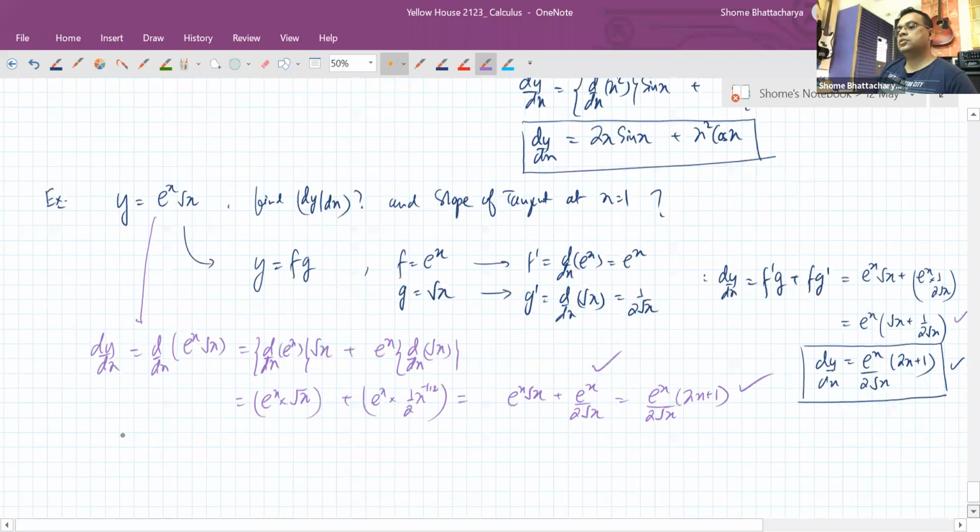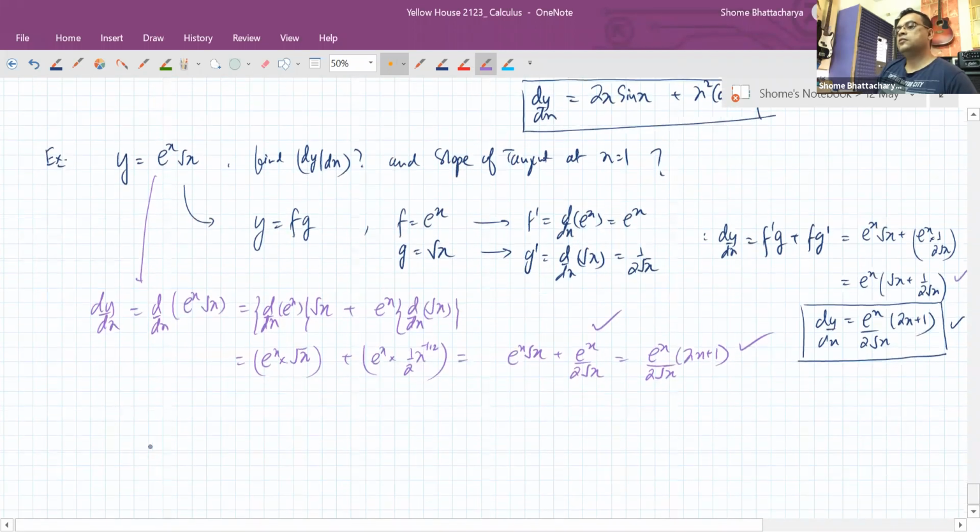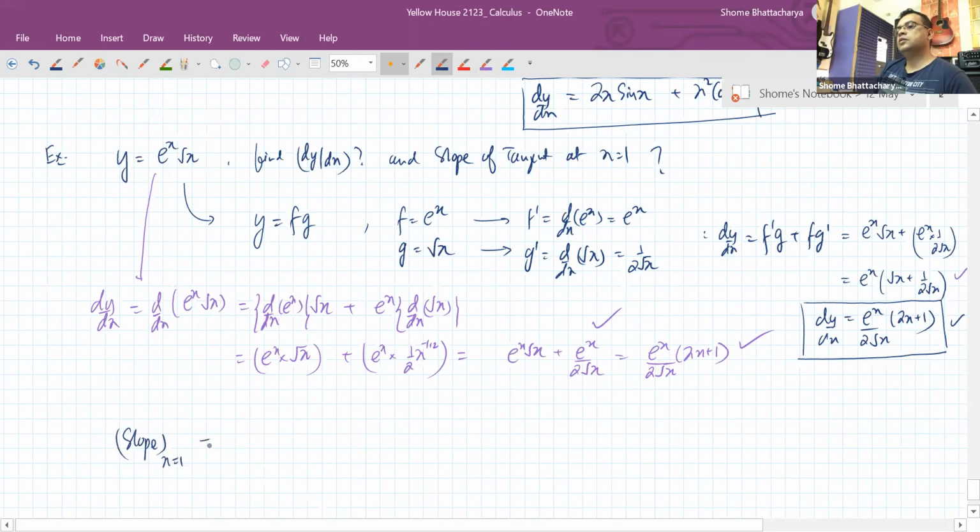So the slope of the tangent at x equal to 1 will be nothing but the value of dy by dx at x equal to 1. So that will become, as you can see, e to the power 1 upon 2 into 2 plus 1. So that is 3 by 2e. So approximately 3 by 2 into 2.7. So this is the slope that we are talking about.